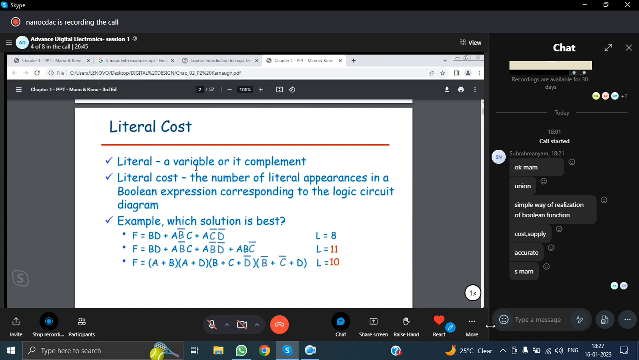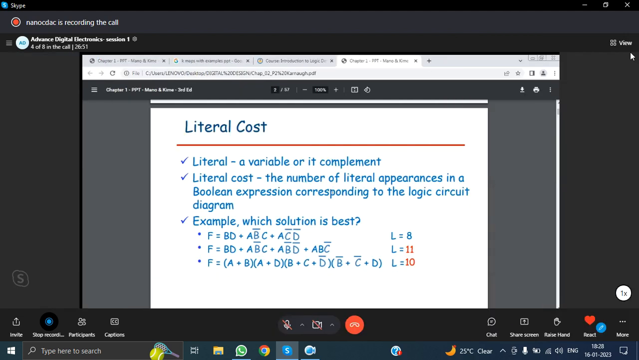So literal is nothing but a simple variable or its complement, A or A bar. What is literal cost? The number of literal appearances in a Boolean expression corresponding to the logic circuit diagram. See here, I am giving you an example. So a function can be represented with BD plus A bar BC plus A C bar D bar, and see the second function and the third function.